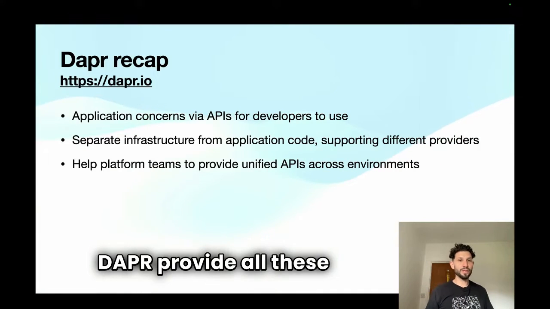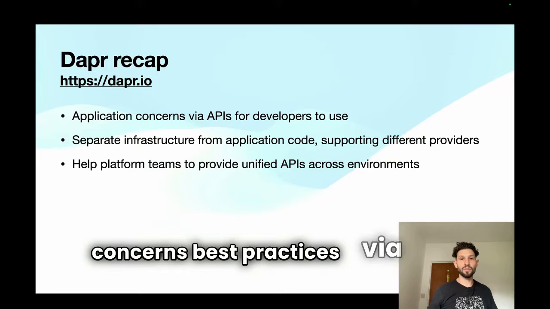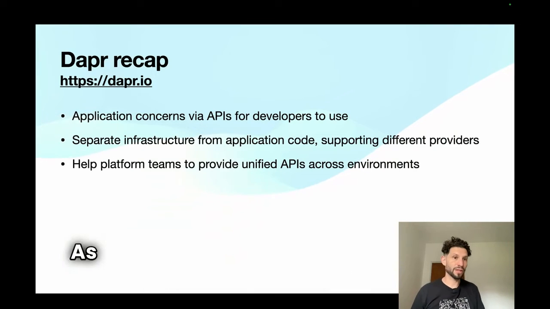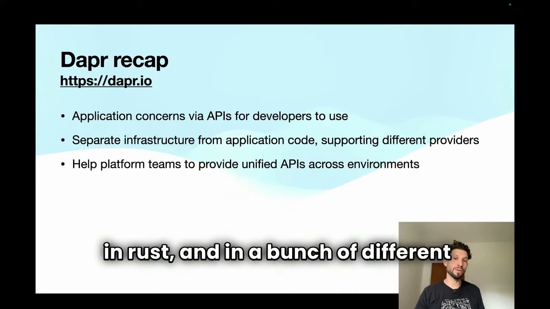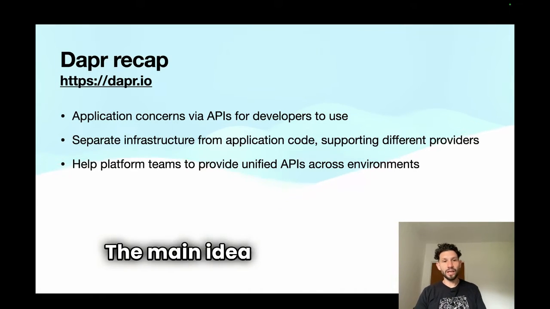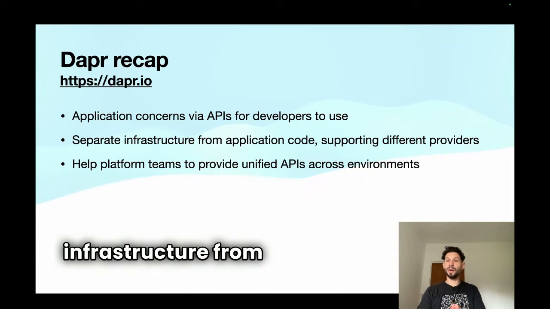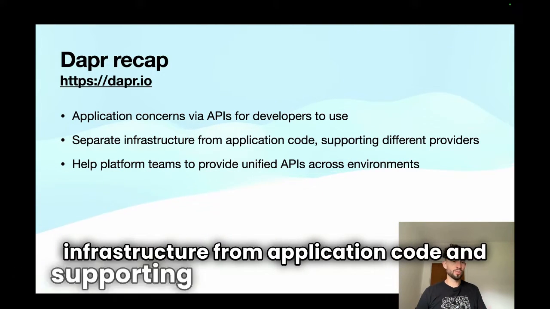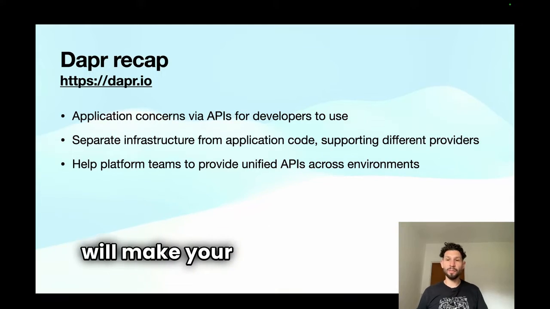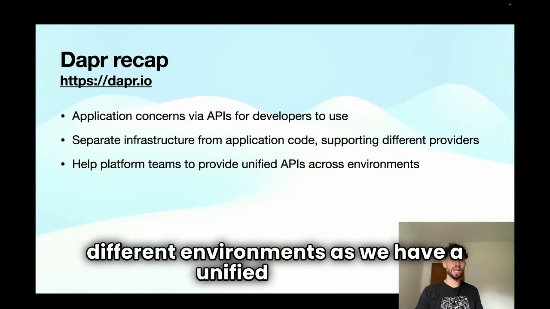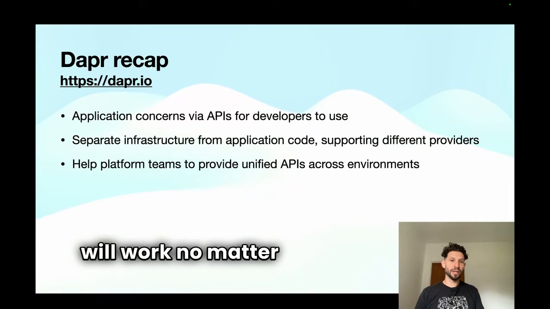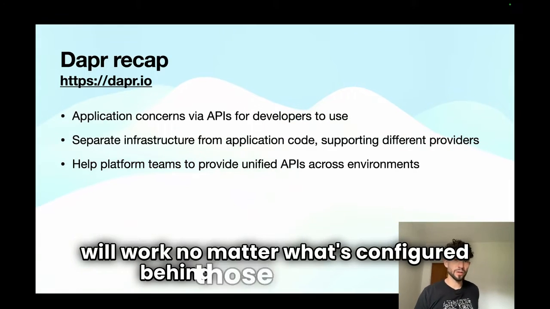Dapr provides all these application concerns and best practices via APIs for developers to use. As I showed you, we can use the Spring Boot integration, we can use the Go SDKs, you can use it in .NET, in Rust, and in a bunch of different languages. The main idea here is that we are separating infrastructure from application code and supporting different providers. That will make your application way more portable across different environments, as we have a unified API that will work no matter what's configured behind those components.